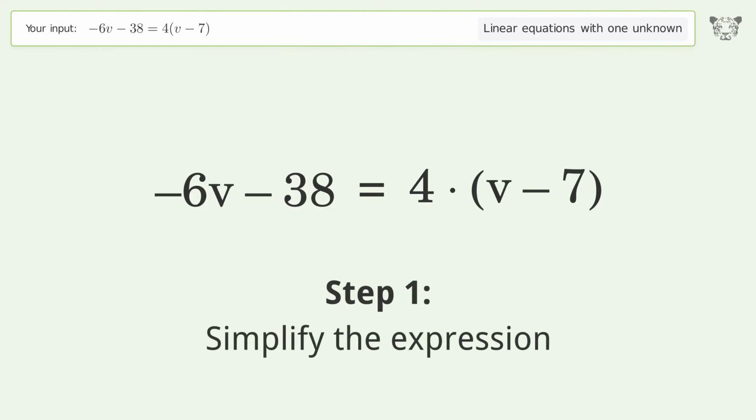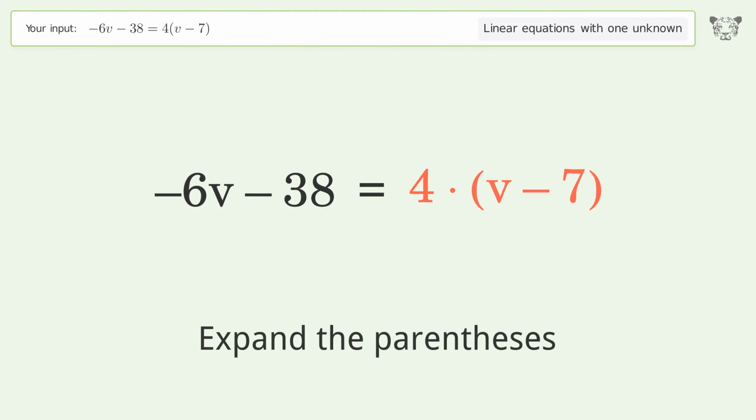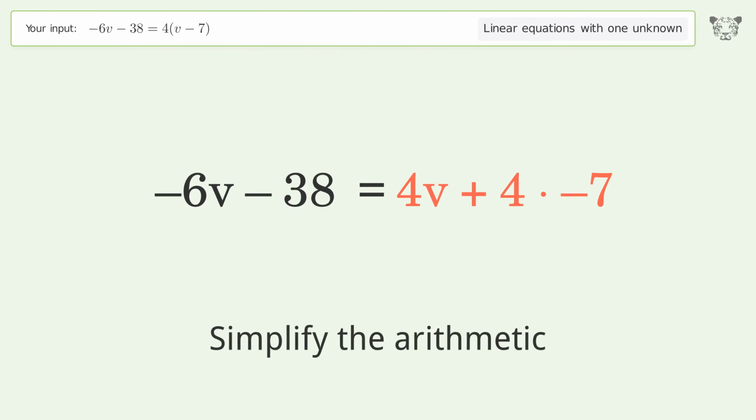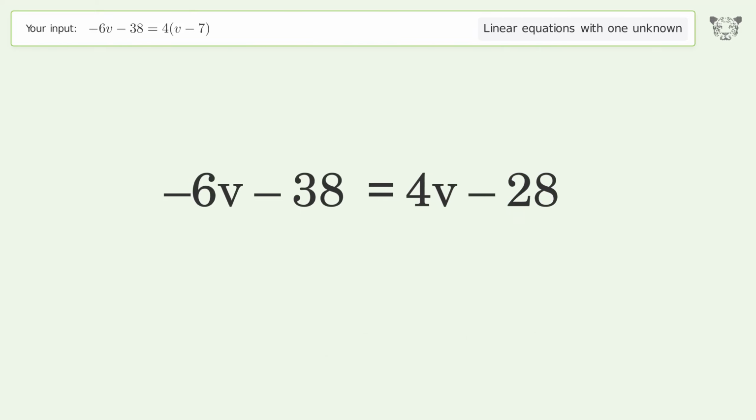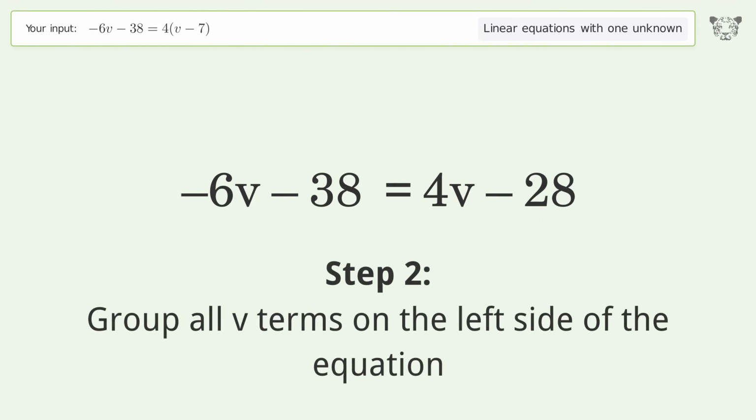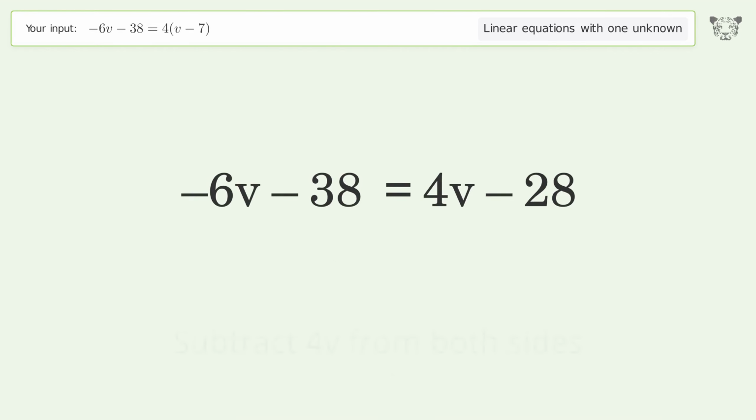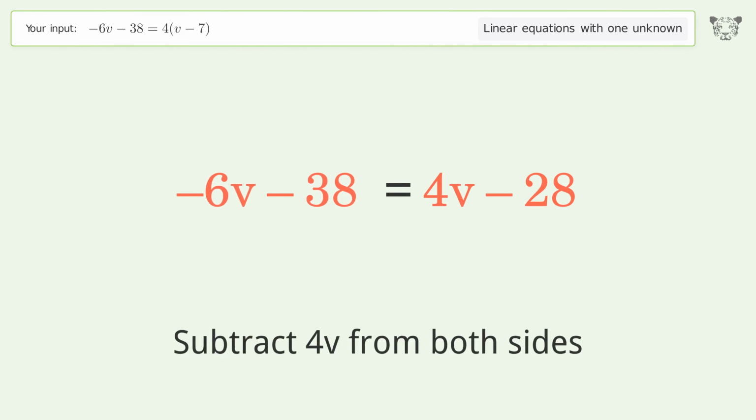Simplify the expression. Expand the parentheses. Simplify the arithmetic. Group all v terms on the left side of the equation. Subtract 4v from both sides.